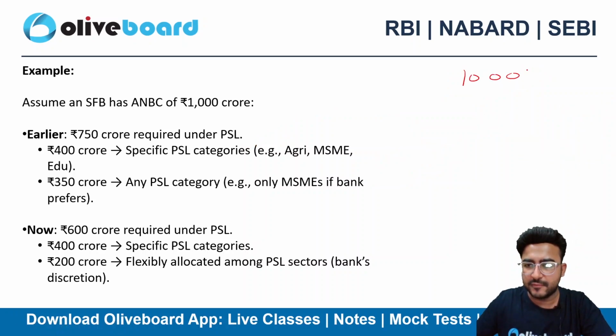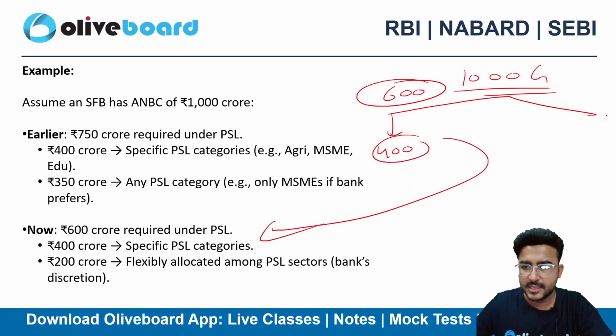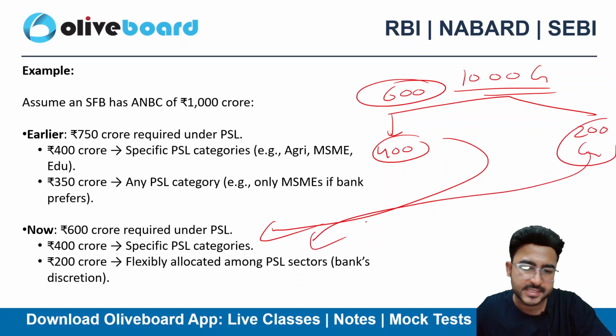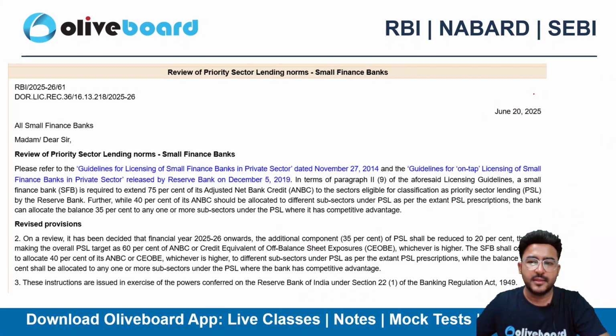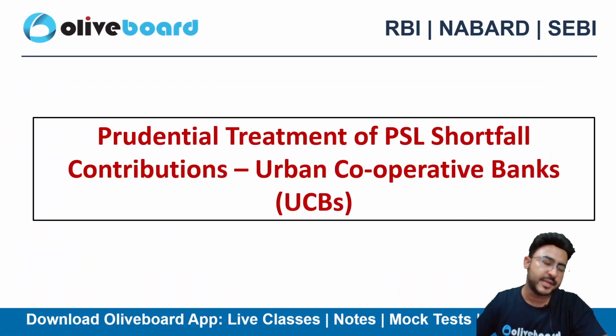Now if I have 1000 crore of ANBC, then as a small finance bank I need to allocate only 600 crore, right? Out of this 600 crore I need to allocate 400 crore to those prescribed sectors. For the rest of the 200 crore I am free to invest in any other PSL subsectors, right? So this is the provision basically. Here you can see that these changes are there in the circular as well. I have pasted the screenshot from the circular for better understanding.